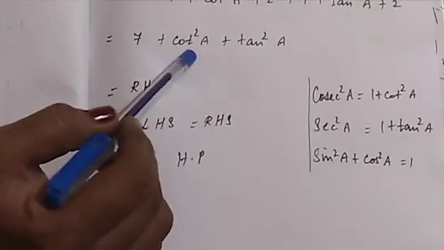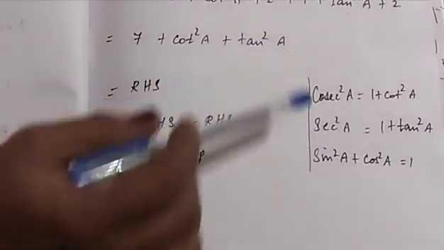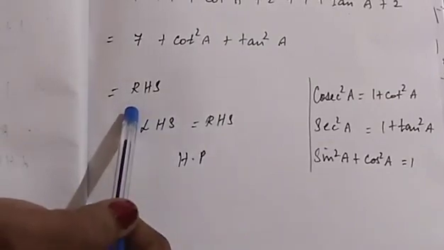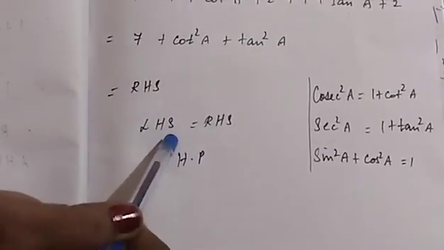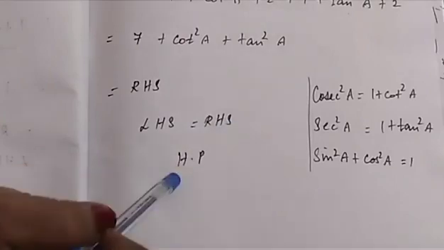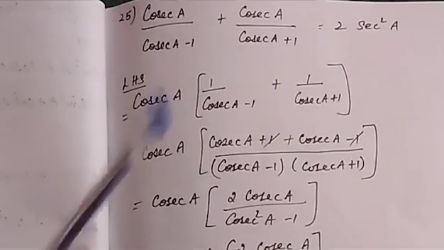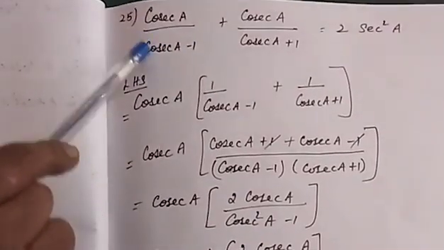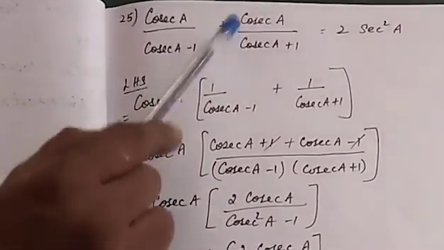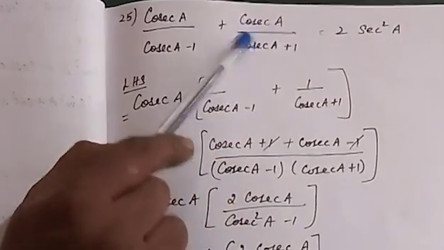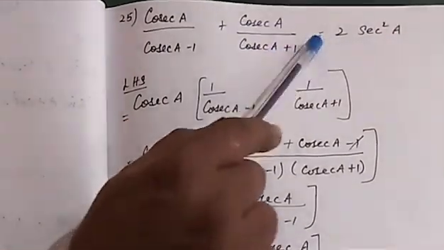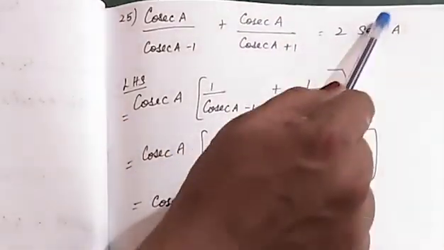Okay. 7 plus cot square A plus tan square A, that is right hand side. Left hand side is equal to right hand side. Hence proved. Question number 25. Cosecant A upon cosecant A minus 1 plus cosecant A upon cosecant A plus 1 is equal to 2 secant squared A.